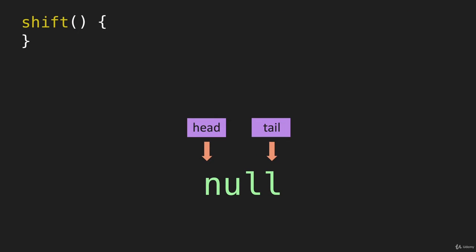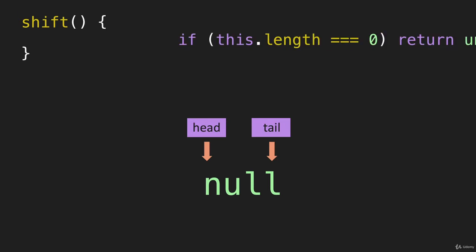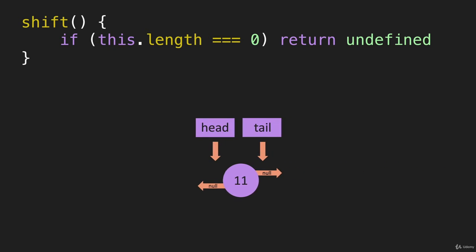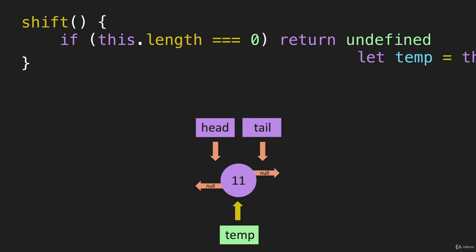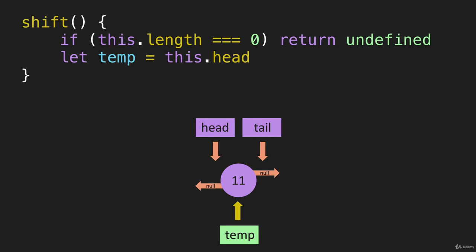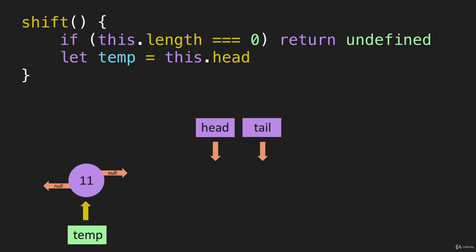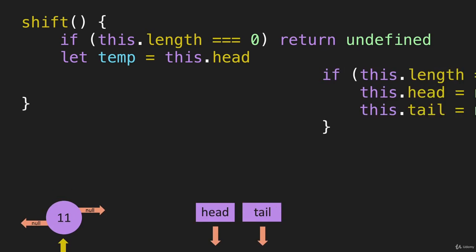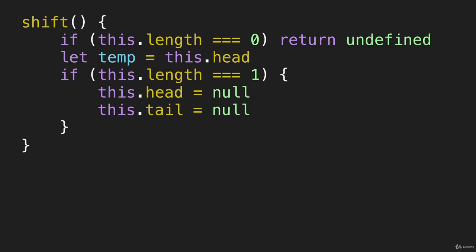So now I'm going to start with the code. As usual, when we're going to remove an item, we're going to start with the case of when we don't have any items in that list. So if this.length equals 0, we're going to return undefined. The next situation is for when we have one item. And it doesn't matter if we have one item or two or more items. We are going to need the temp variable. So I'm going to declare that here and just set that equal to head. But when we remove the one item, we do have to set head and tail equal to null. And I'll do that like this. If the length is equal to 1, we're going to set head and tail equal to null.